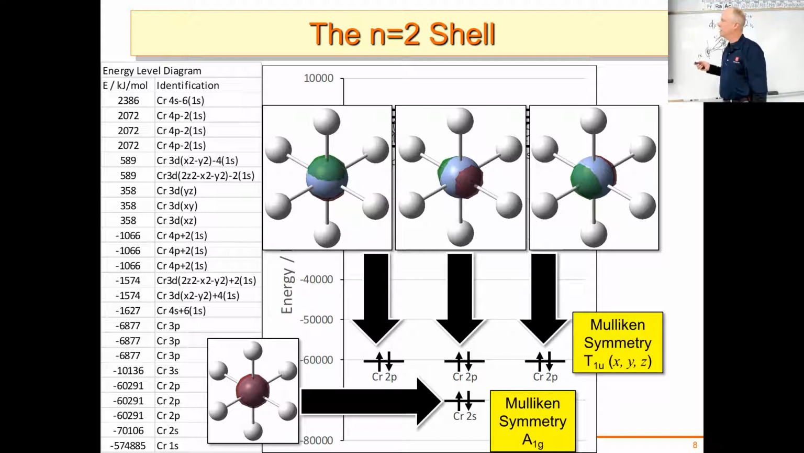And we also have the Mulliken symmetries for these. We have A1g for the sphere. How do we know what the symmetry of the s orbitals are? Well, they're top row, and this is an octahedral crystal field. So you go to the top row, and that's A1g.